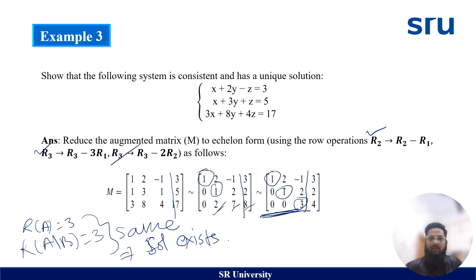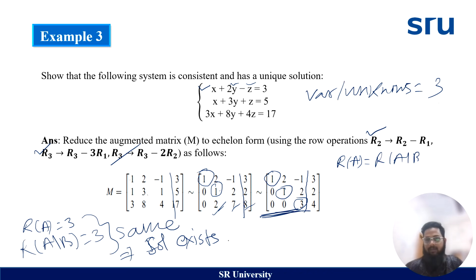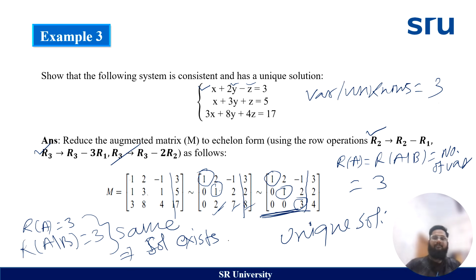So you can count how many variables are given in the problem. Variables x, y, z, so 3 variables, or you can say unknowns. So the ranks are 3 and the number of variables is also 3. So rank of A, rank of A augmented with B, and number of variables are all the same, 3. So that means it has a unique solution. It has a unique solution.